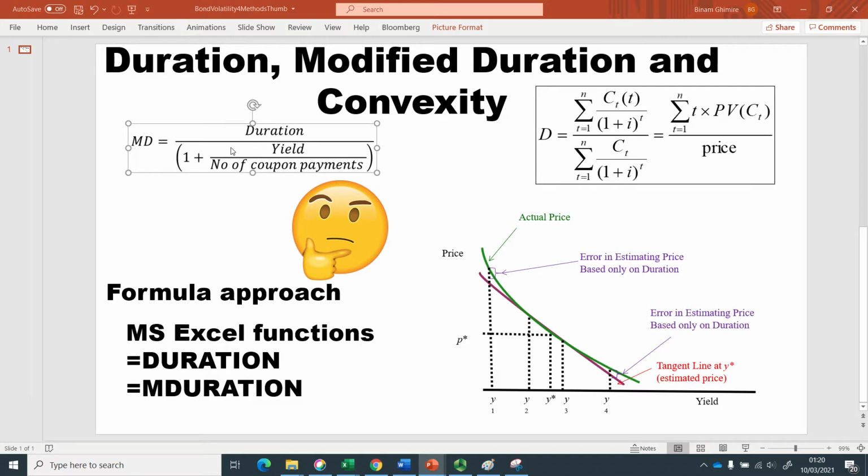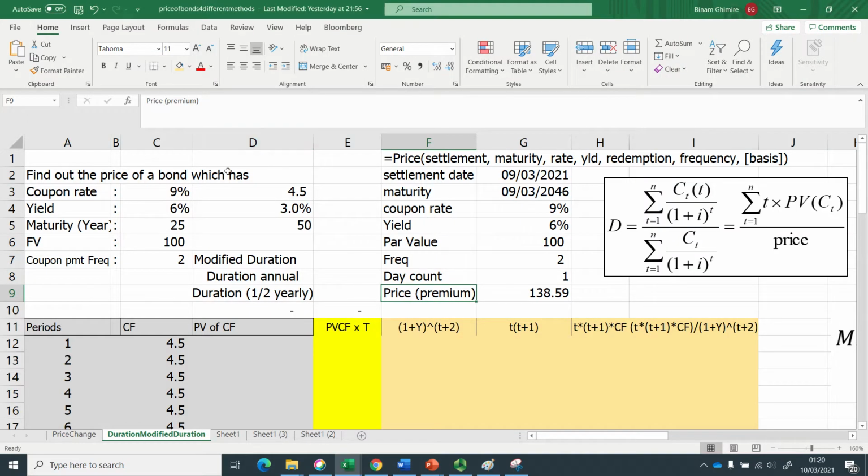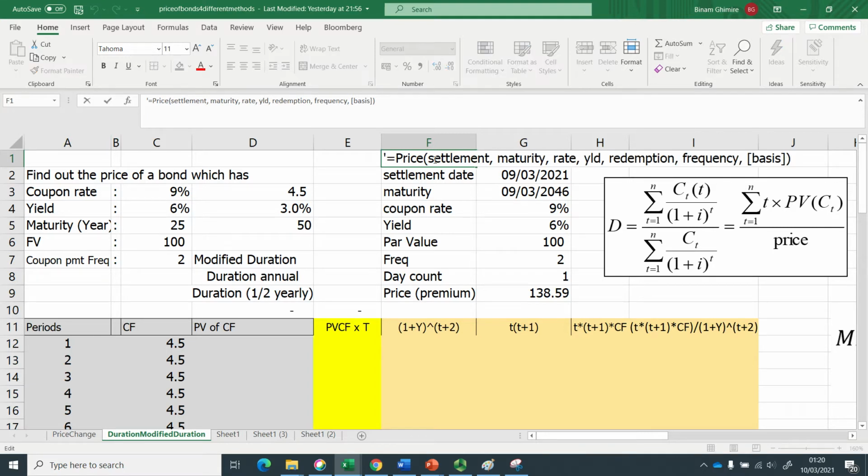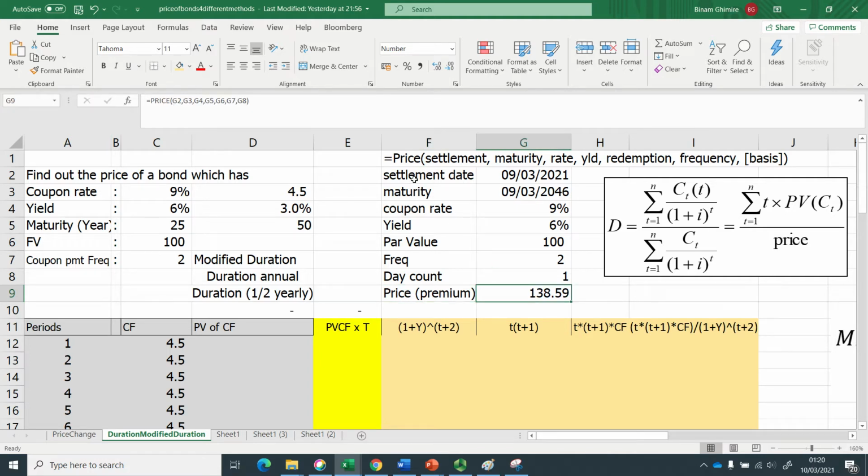So let us begin. Here I've got an example to show you, and in this example you can see that I have found the price of the bond using the PRICE function available through Excel. This is the price of a bond which has the following characteristics: the bond has a maturity of 25 years, so therefore we've got 50 periods, and it has such coupon, yield rate, coupon payment frequency, and so on.